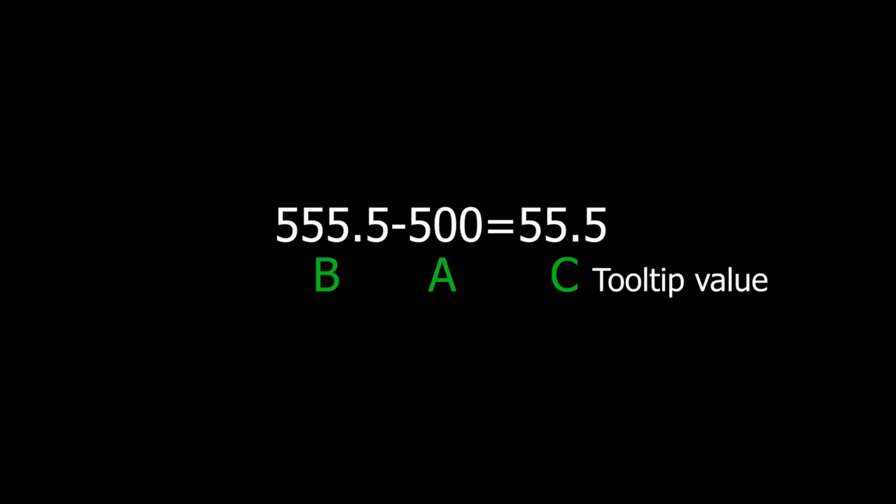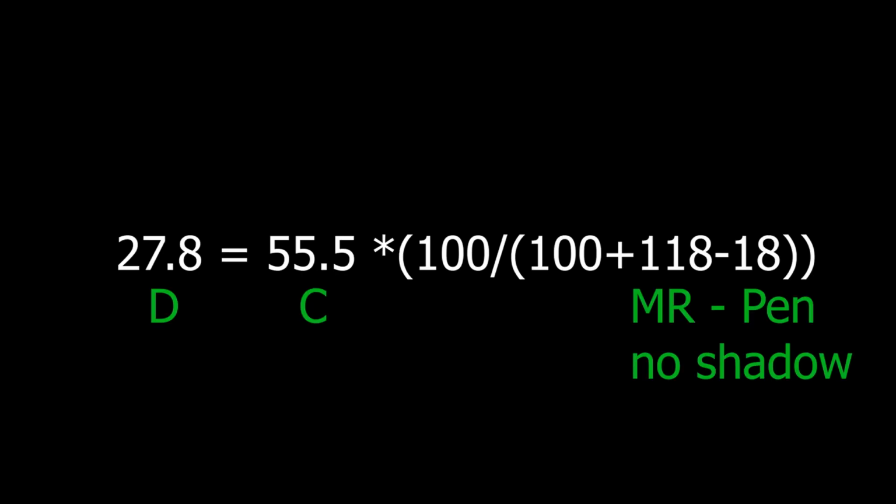We're going to take our B value, so damage with Shadowflame Pen, take away the damage without Shadowflame Pen, and that's going to get us C. This is the tooltip value. So in our example I showed you the tooltip value was 23, but in-game difference was 10. So here we have our tooltip value of 55.3, and it gets reduced by magic resistance without Shadow Pen. So this 55 is reduced to 27.